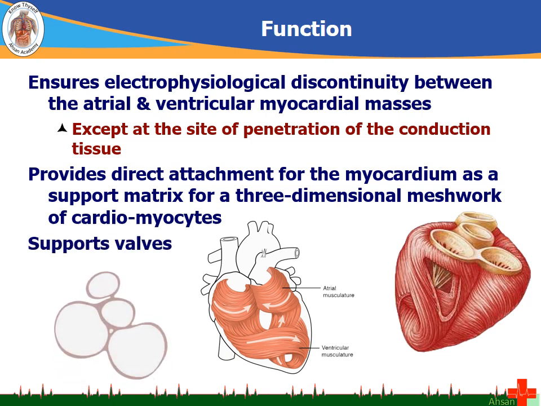This is supporting the valves present inside the different openings, meaning the openings between atrium and ventricle, and also the openings of the great vessels into the chambers. So to these the valves are attached. Inside the valve, the connective tissue is there. That connective tissue is continuous with this one. So the valve has a strong supportive ring.